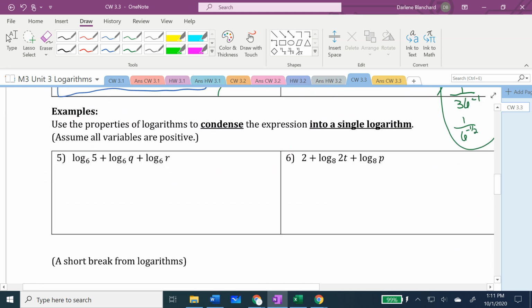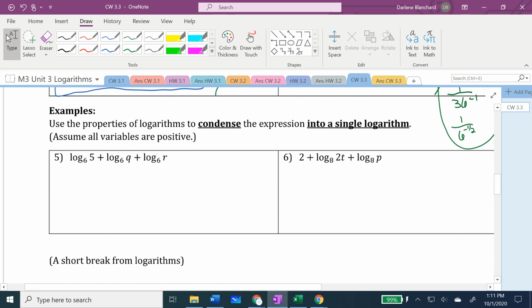Okay, condensing time. And then we'll be done with logarithms for the day as far as classwork 3.3. So when you condense, do you see how to condense this in one swoop? You are adding logarithms that have the exact same base. Can you do that in one step? Bam. I'm looking in chat.